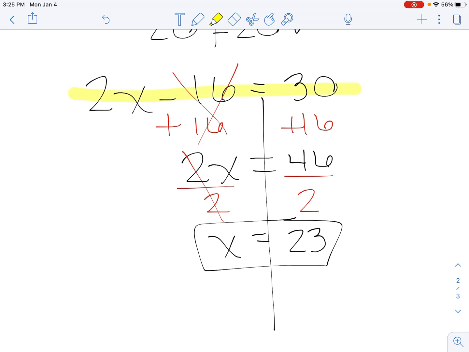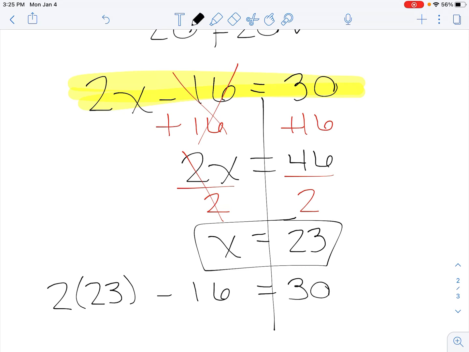So now we're going to substitute and check. When we substitute, we rewrite this original equation, but we're going to substitute the number 23 for x. So is 2 times 23 minus 16 equal to 30? Well, this one can be mental math. So 2 times 23 is 46. 46 minus 16 is 30. Yes, 30 equals 30, check.